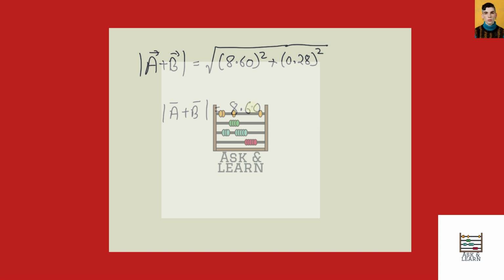Actually it should be 8.6045, but we will write 8.60. Fine, it will be 8.6045 meters. This is the magnitude, and if we want to find the angle, theta is equal to tan inverse of y by x. So y is 0.28 divided by 8.60, and if we calculate this angle, it turns out to be 1.86 degrees. So with this we complete our solution.